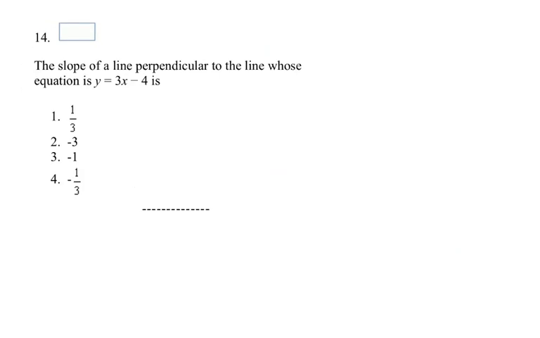Number 14. Slope of the line that's perpendicular. Then we are looking for something that's the negative reciprocal of 3. Since 3 is positive, I have to get something negative. The reciprocal of 3 would have been 1/3, so negative 1/3 is our answer. Rather simple, choice 4.